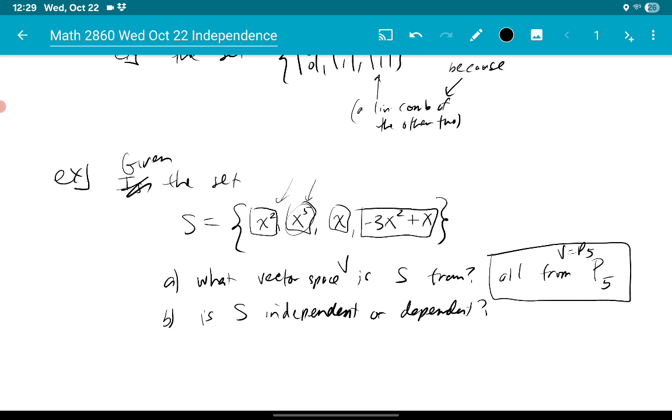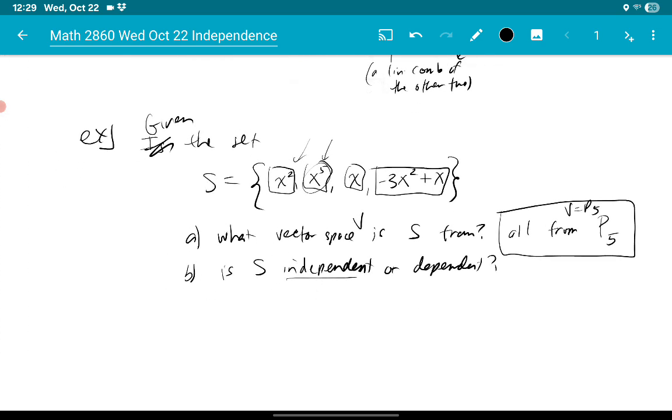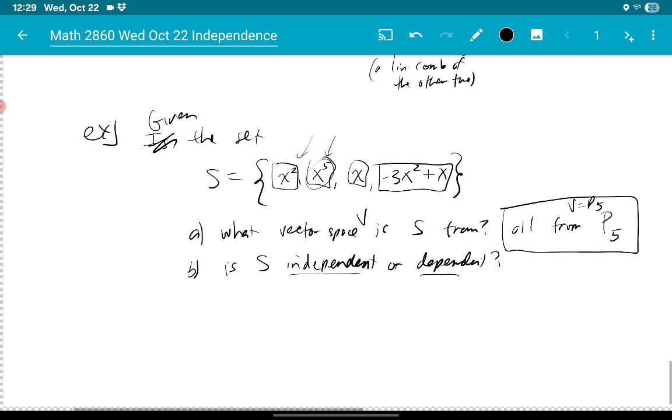Hopefully you remember what P5 is. P5 is the set of all polynomials of degree 5 or less. We argued in the last lecture that that's a vector space. Okay, and then the other question: is this set independent or dependent?